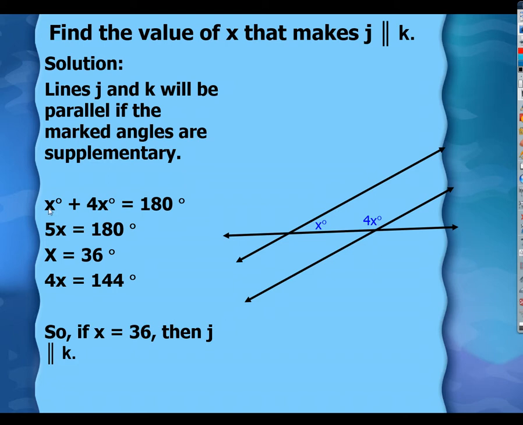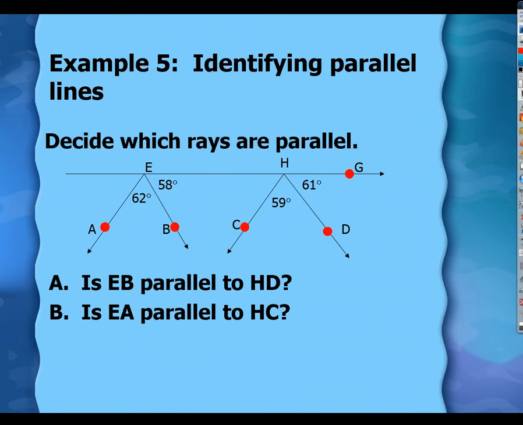So there's our equation: x plus 4x equals 180. All we have to do is solve that equation. So we combine like terms and get 5x equals 180. We divide by 5, and we get x equals 36. So we know that the small one is 36, and then the big one would be 4 times 36, which is 144. Okay? So if x has the value 36, then that works. They're supplementary.